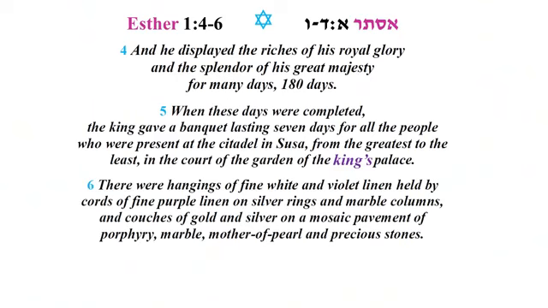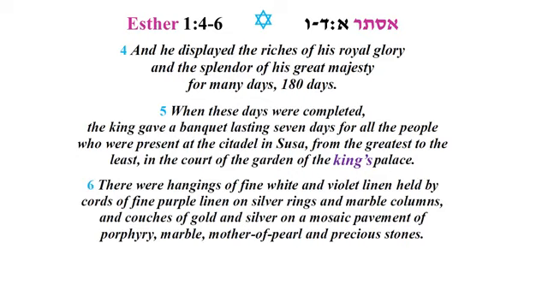Verse 4. And he displayed the riches of his royal glory and the splendor of his great majesty for many days, 180 days. When these days were completed, the king gave a banquet lasting 7 days for all the people who were present at the citadel in Susa, from the greatest to the least, in the court of the garden of the king's palace. Verse 6, There were hangings of fine white and violet linen, held by cords of fine purple linen on silver rings and marble columns, and couches of gold and silver on a mosaic pavement of porphyry, marble, mother of pearl, and precious stones.